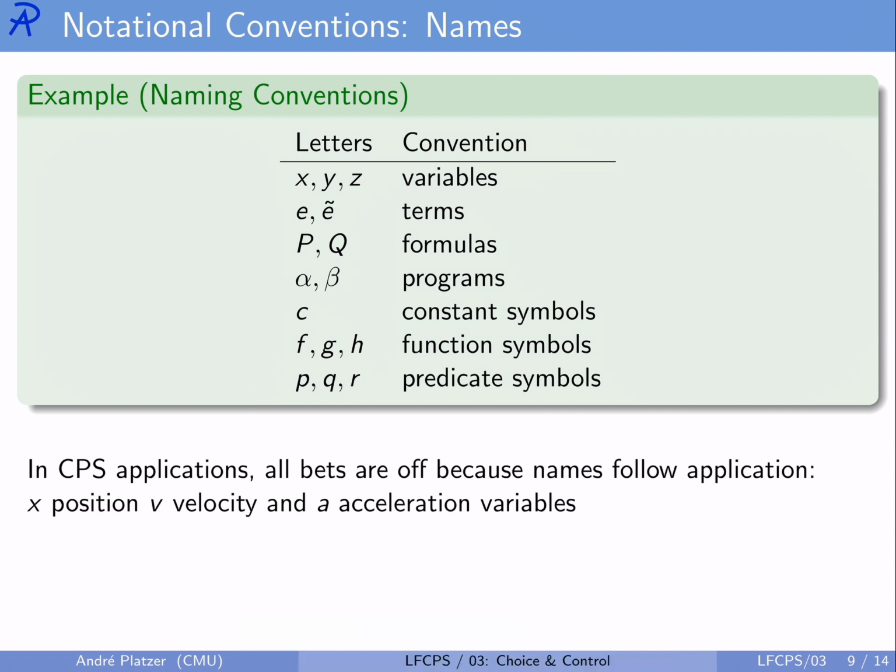However, just be warned that that's sort of the mathematical convention in theory, but in CPS applications, all bets are off because your names will very likely follow the application. For example, X is a canonical name for a position, V canonical for velocity, A is canonical for acceleration.